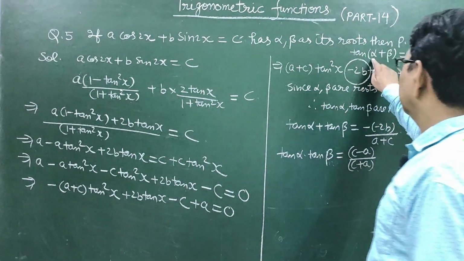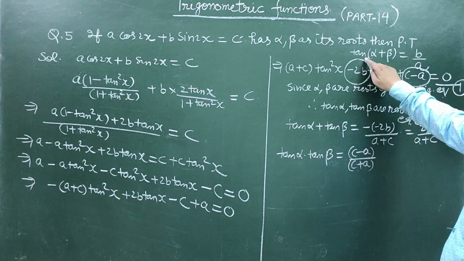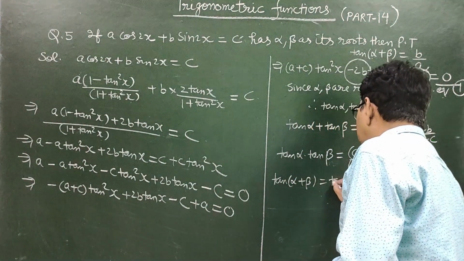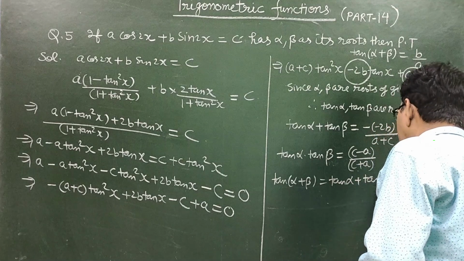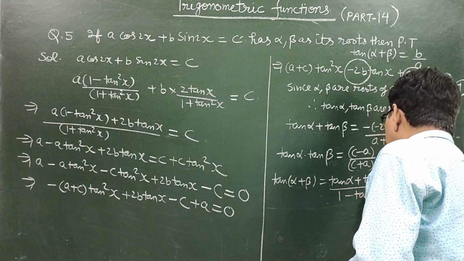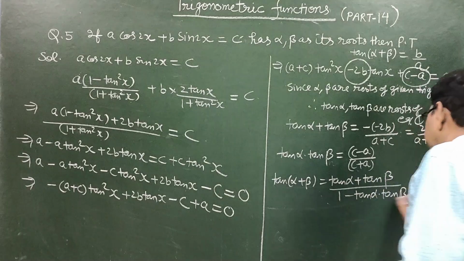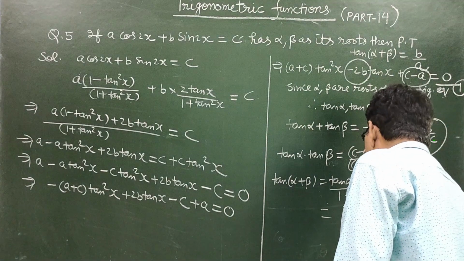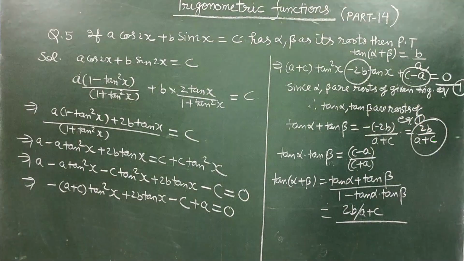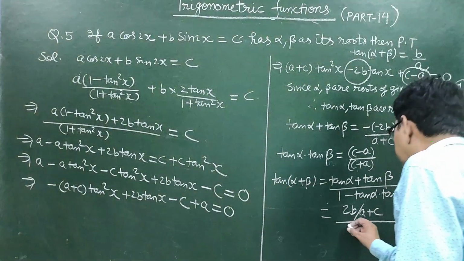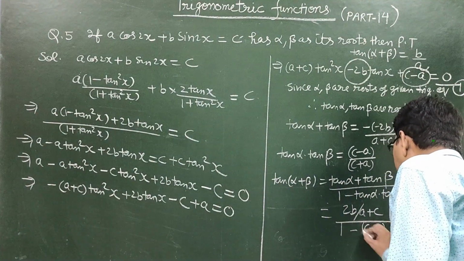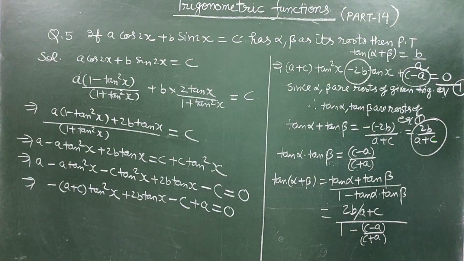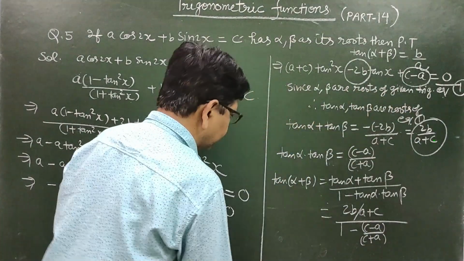So now in this expression, tan alpha plus beta, we can use these values. So tan alpha plus beta, you know, is equal to tan alpha plus tan beta upon 1 minus tan alpha into tan beta. Putting these values here, the value of tan alpha plus tan beta is 2b upon a plus c, and in the denominator, the value of tan alpha into tan beta is c minus a upon c plus a, 1 minus c minus a upon c plus a. Now in the denominator, take the LCM.